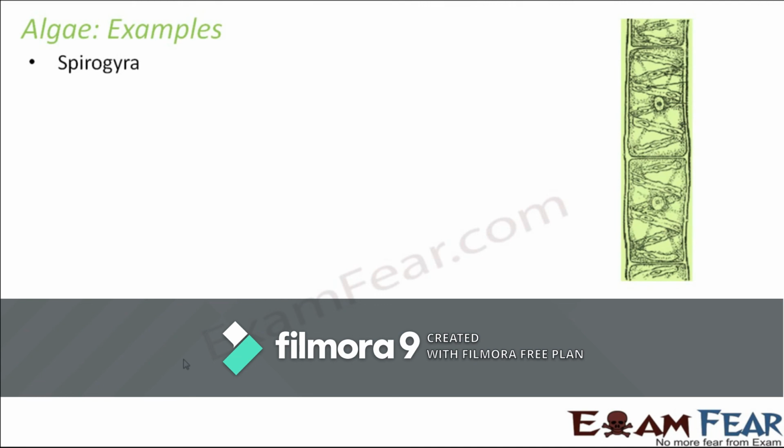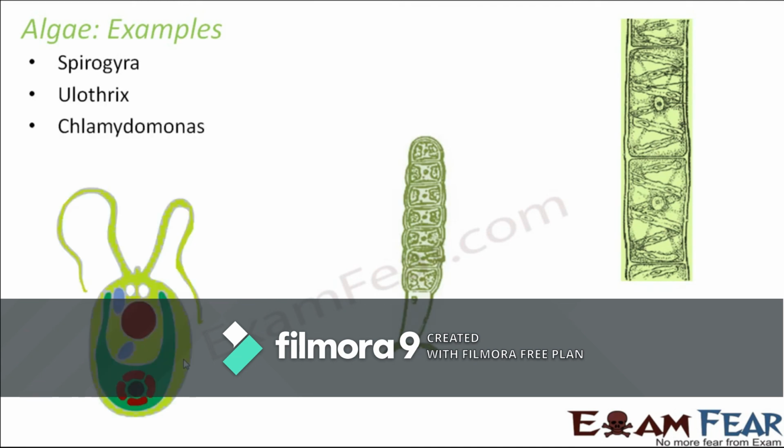Some of the examples of algae are Spirogyra, Ulothrix, Chlamydomonas. Now the names might sound really tough for you, but we are not going to get into the details of each of these types of algae. That is reserved for your higher classes. However, there are videos available. So if you want a detailed understanding of each of these types of algae, you can refer to the video lessons on biology for the higher classes. So with this, we have discussed the four major classes of microorganisms.